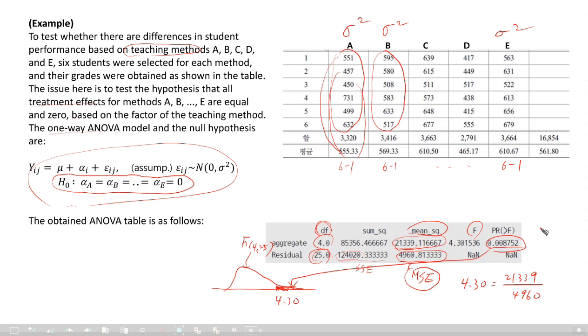All right. This is the introduction of the ANOVA table of one-way ANOVA. We will study two-way ANOVA. Two-way ANOVA will be a little complicated, so you have to know the ANOVA table for the one-way ANOVA model first. All right? Thank you. Bye now.